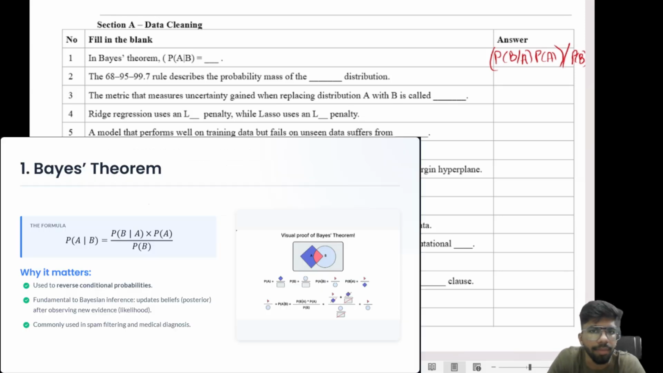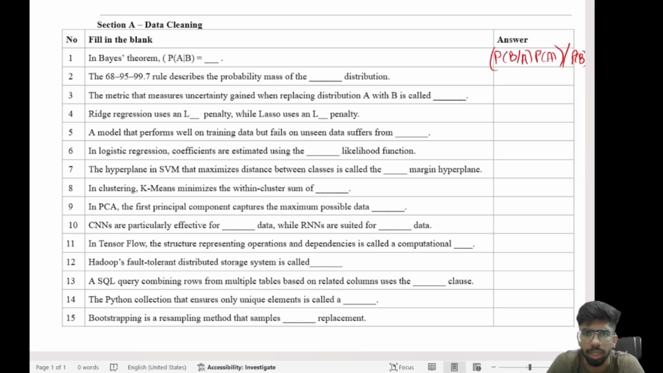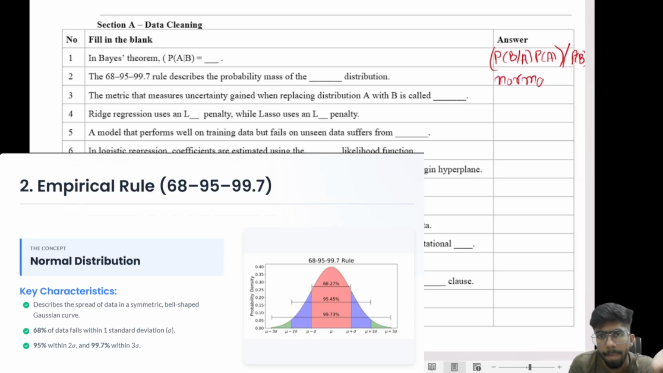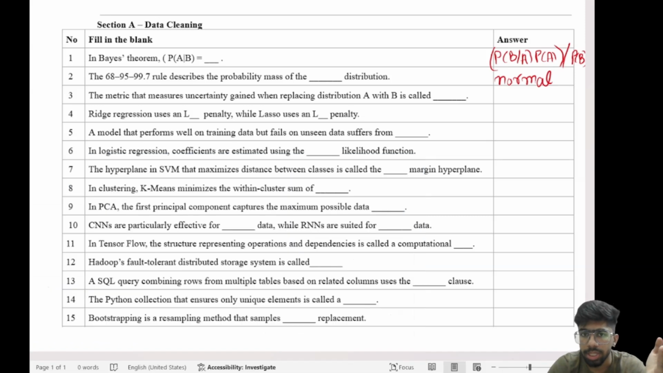The 68, 95, 99.7 rule applies to dash distribution. It is also called the empirical formula. It applies only to the normal distribution. So the answer is normal, which is a classic bell-shaped curve where the rule says 68% of the data lies within one standard deviation of the mean, 95% lies within two standard deviations, and 99.7% lies within three standard deviations. This rule is extremely important for Z-scores, anomaly detection, confidence intervals, and standardization.